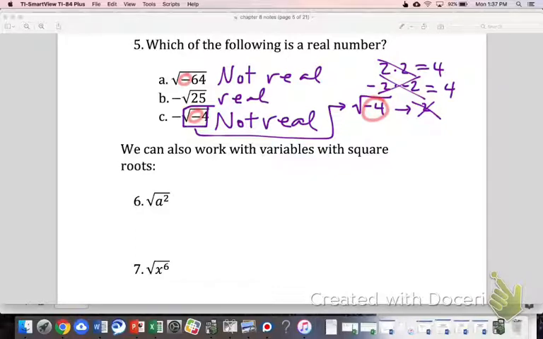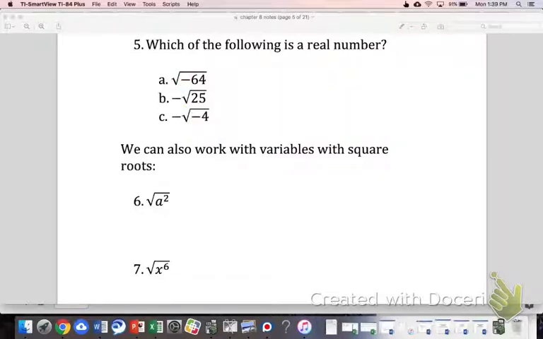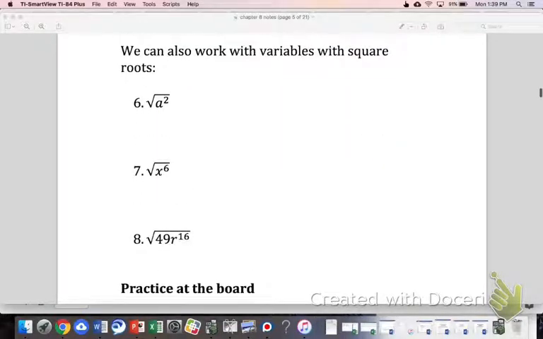Okay? So what I thought I'd do is finish off our time here with numbers 6 through 8, and I thought I would do number 7 with you, and I'll leave you guys to do 6 and 8. We'll check your answers in the end.